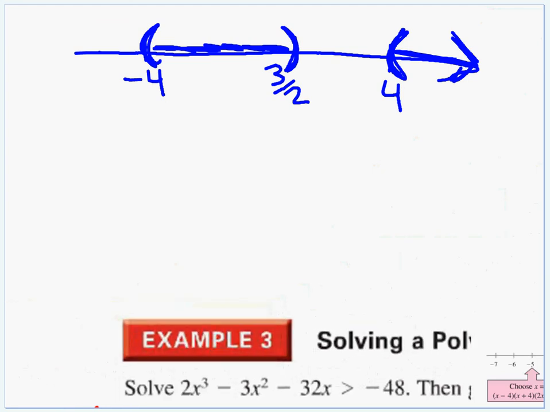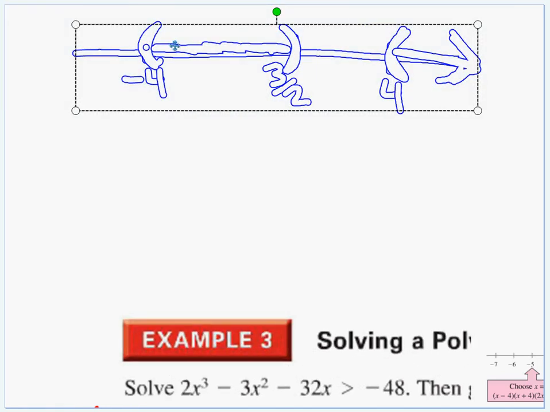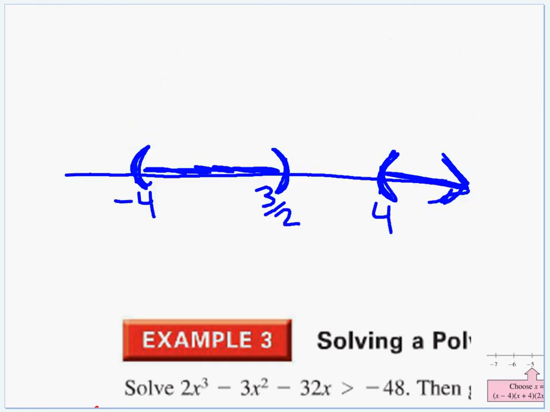We've got a positive 2x cubed. So if we think about end behavior, an odd exponent that's positive is going to be up to the right and down to the left. And then we've got our x-intercepts.